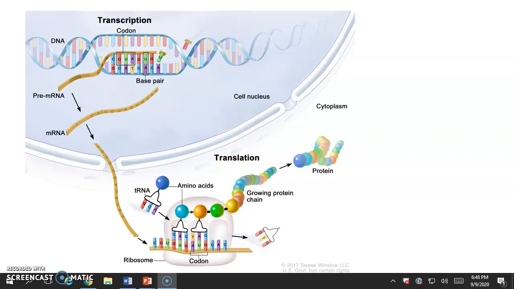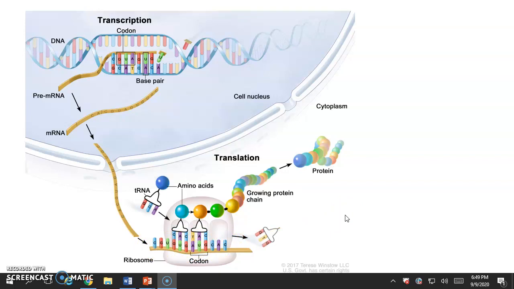So now that we have our messenger RNA that was formed through that process of transcription, it will head out to the cytoplasm, and a ribosome will bind to that messenger RNA. So this little messenger RNA is now attached or bound to this ribosome. And you can see the little base pairs again.